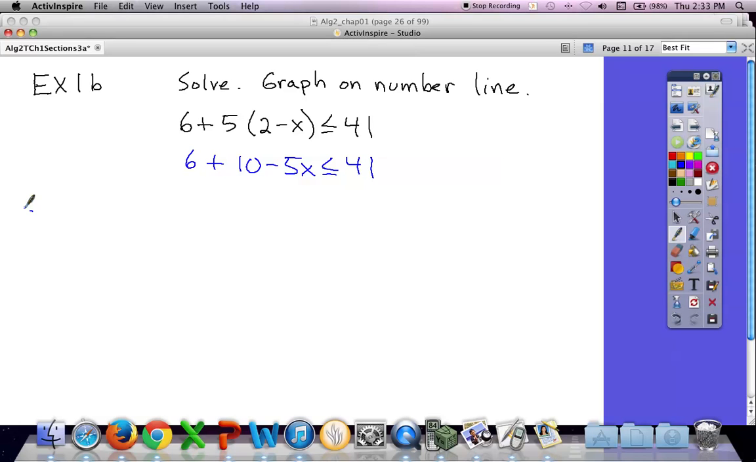Combine like terms on the left, because 6 plus 10, they're both constants, so they could be combined. 16 minus 5x is less than or equal to 41. We're solving for x, so we need to get rid of the 16 and the negative 5. First, we get rid of the 16. Negative 5x is less than or equal to 25. Last step.